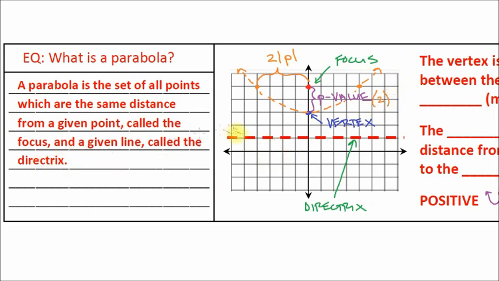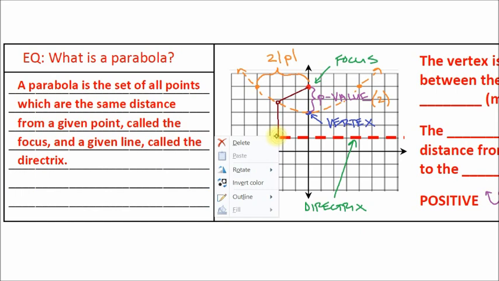And what we want to do is label one more thing on our parabola. It's the set of all points that are the same distance from the focus to the directrix, and that means if we pick any point on this parabola, let's pick one, then we know that our definition says that the distance between this point and our focus is the same as the distance from that point straight up to our directrix.